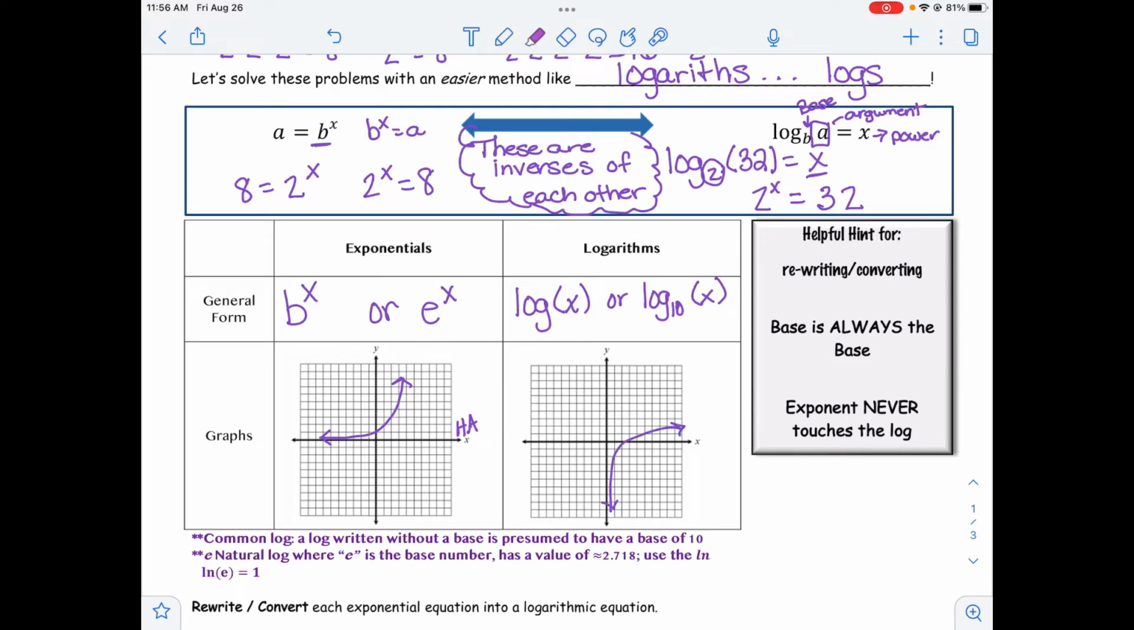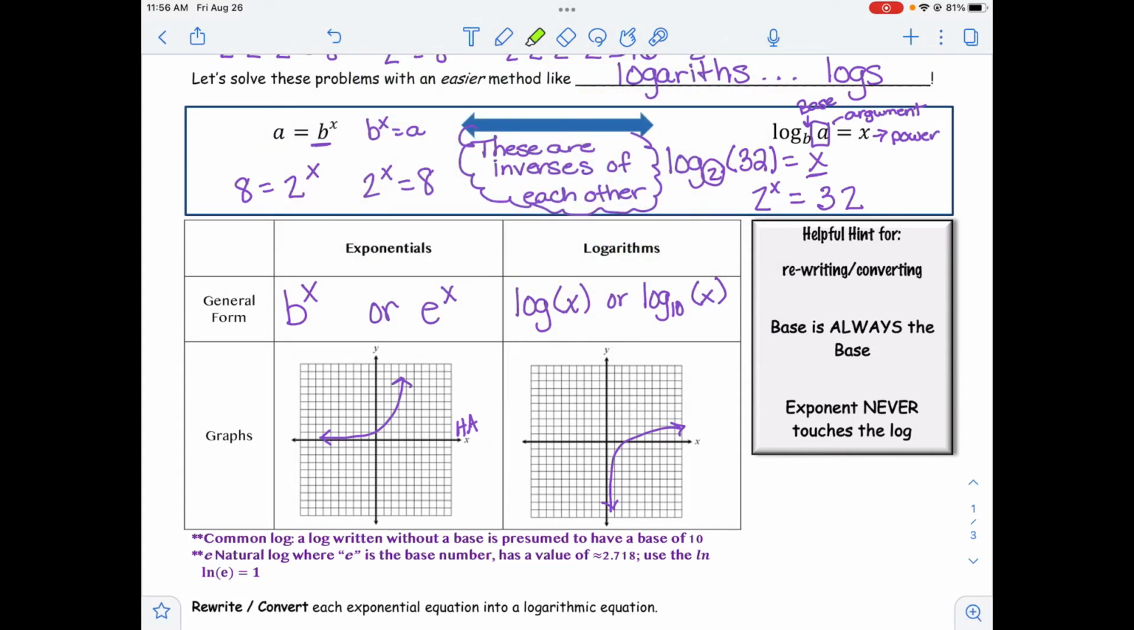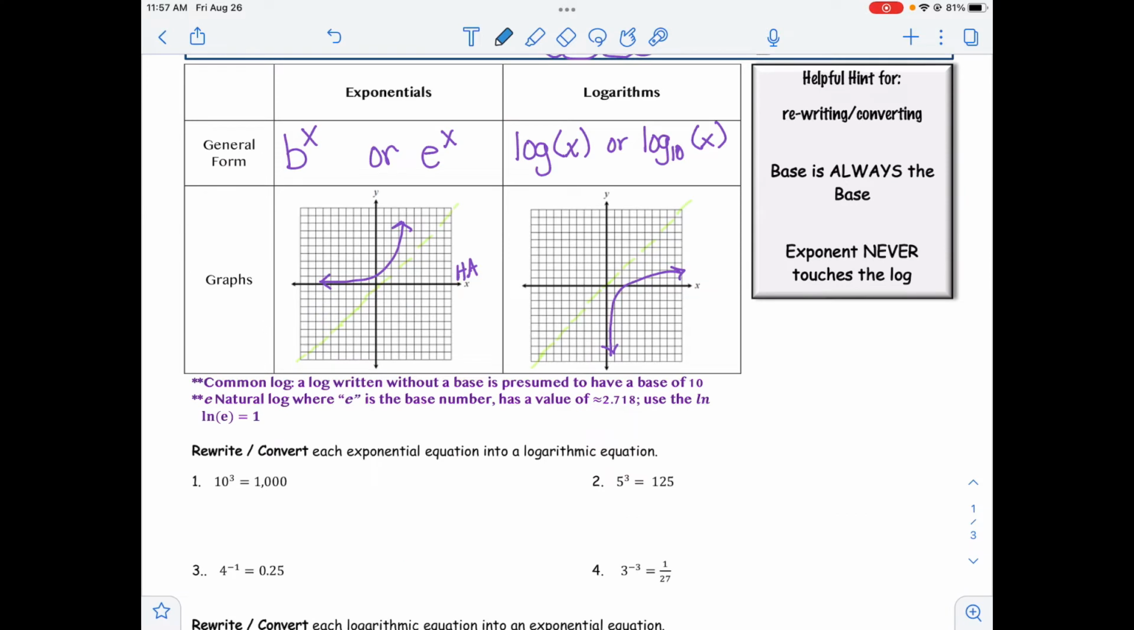So notice there is an inverse. Let's do a little line there. We know that we always reflect across the line y equals x. So if we were to graph an exponential, its inverse would be the log function, and they would be reflecting across y equals x. So it's the same reflected line. In the next section, we're going to learn how to rewrite or convert each exponential equation into a logarithmic equation.